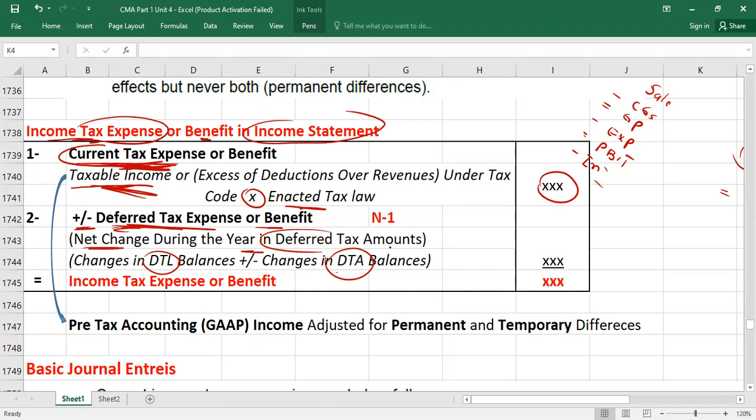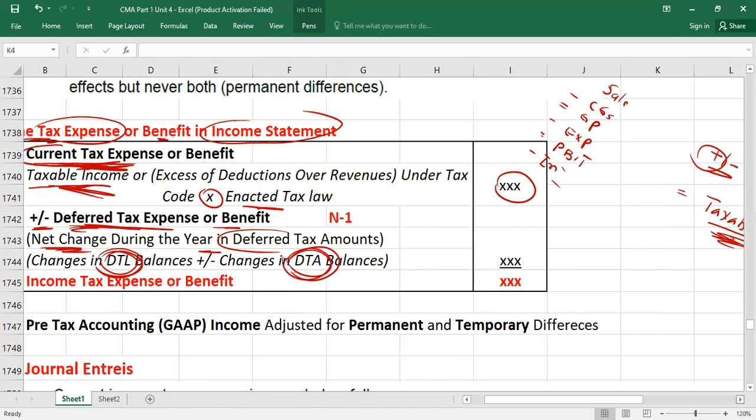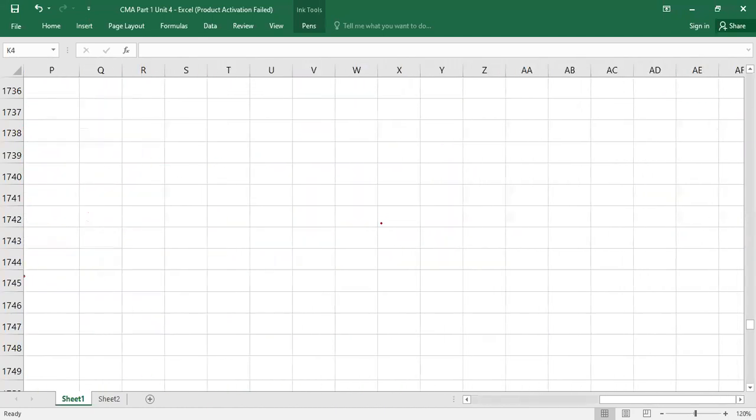Deferred tax has two types of amounts. It may have deferred tax liability, and it may have deferred tax assets. So we need net changes in deferred tax liability, and we need net changes in deferred tax assets. The problem is how you would work with the net changes. Please remember here, guys, this is how you will calculate. The calculation I'll show you, I'm just working with the format.